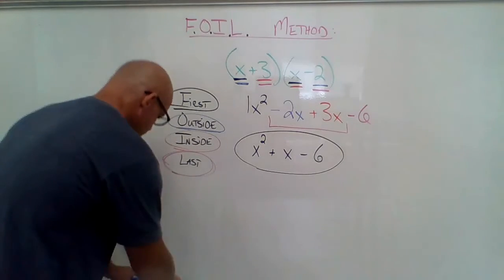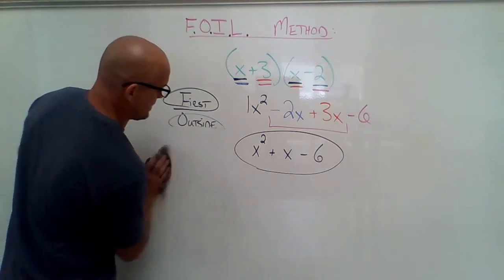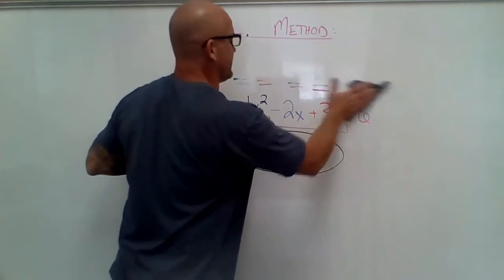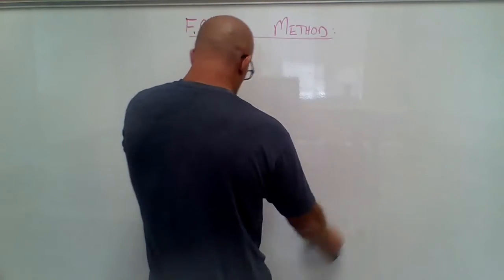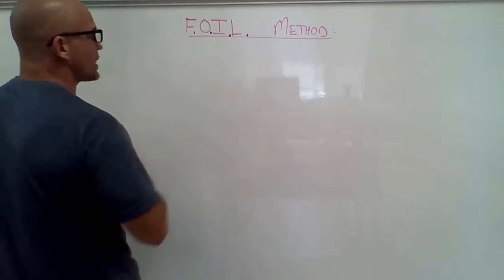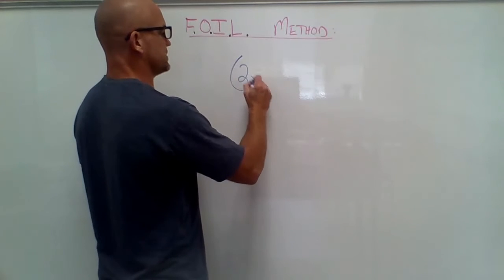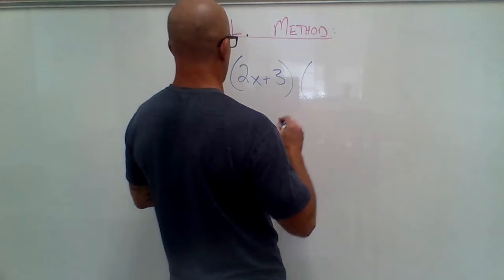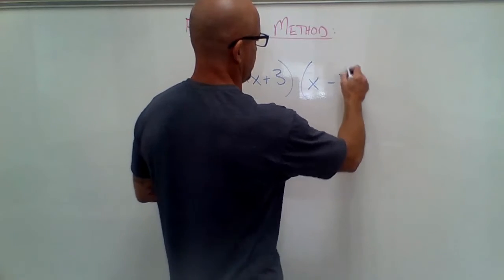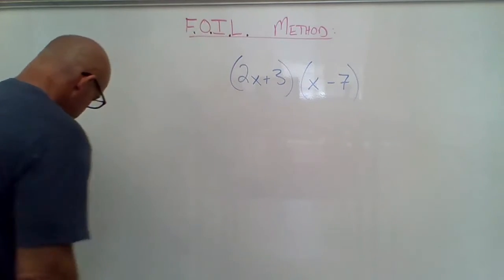Let's try that again. Keep in mind, first, outside, inside, last. This time, let's do 2x plus 3, and we're going to multiply that times x minus 7. So we're going to go ahead and multiply this.